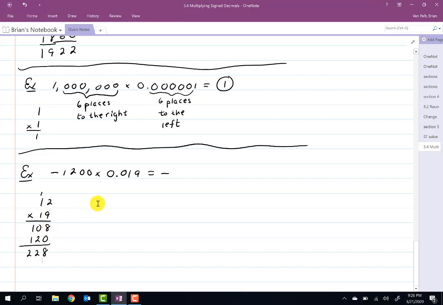So what do we have? This decimal says these zeros tell me 2 places right. But then these tell me 3 places left. What's the net result for these two things? 1 place left. So that means I'll start here and I'll move the decimal 1 spot to the left to get negative 22.8.